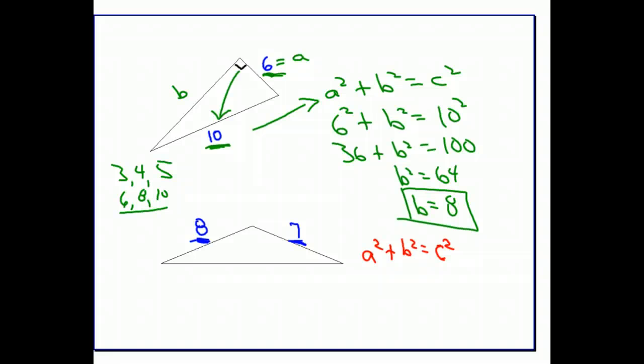I've got a 7, I've got an 8, but none of these angles are they telling me it's a 90-degree angle. None of those angles are right angles. So I can't apply the Pythagorean theorem in this particular problem. Make sure you don't get fooled and over-apply the Pythagorean theorem. It just does not apply to this problem.